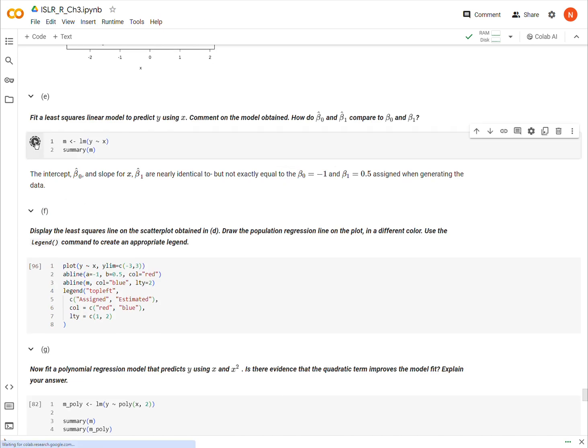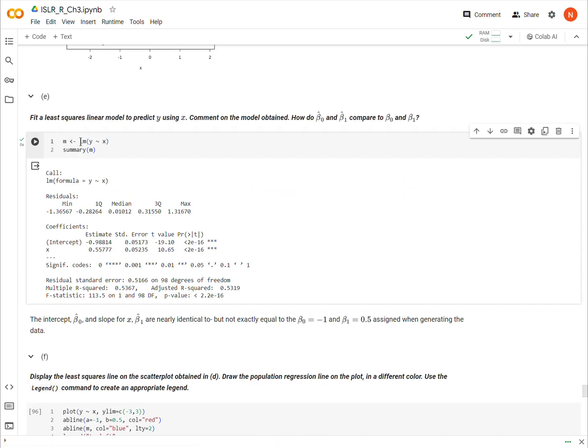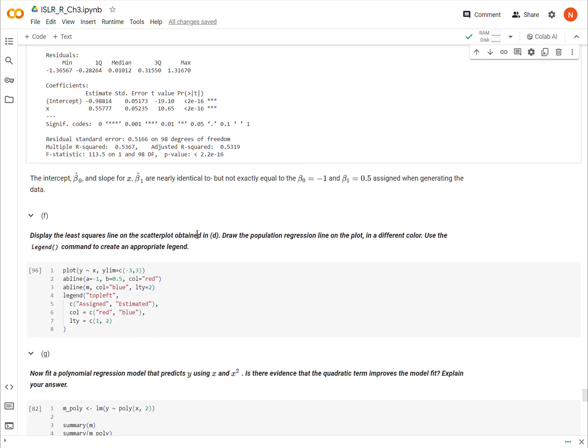Okay, so here I'm running my model. I'm using my lm function in R, regressing y onto x, and I'm looking at the summary. And if I go here, I can look at the intercept, which is close to -1, but not quite. And I get my value for x. Again, it should be 0.5, and it's a little bit over that. So the beta hat estimates for the beta values are close to, but not exactly, the values that we assigned.